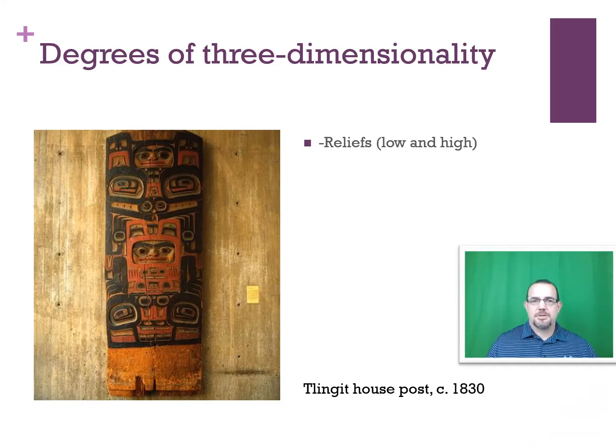Now there are different degrees of three-dimensionality. We have the reliefs. We have low and high relief. This is a really good example of a low relief where there's minor etching, the shapes protrude out from the subject just a little bit.